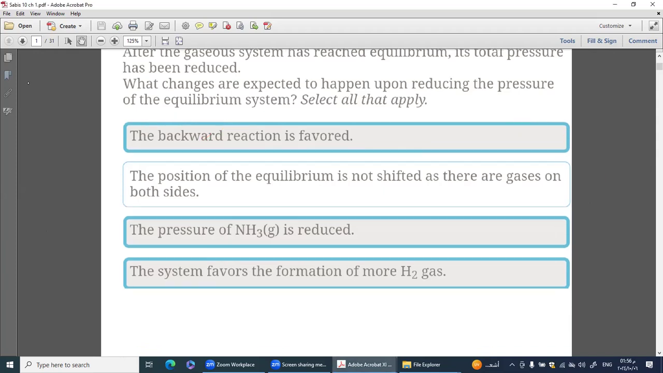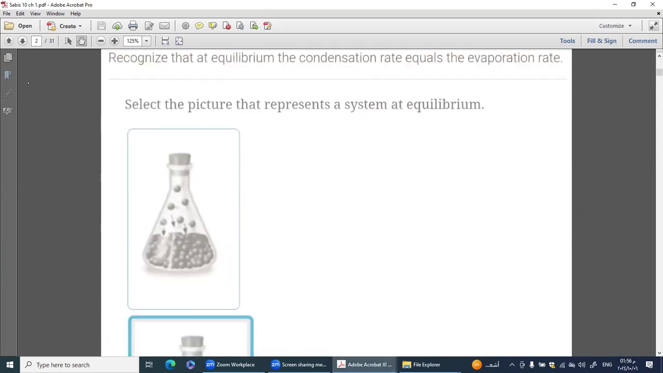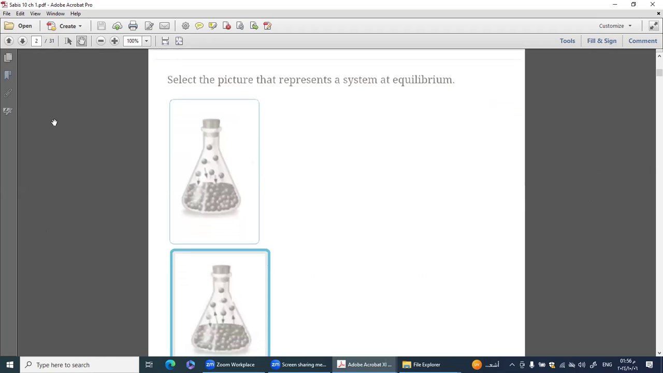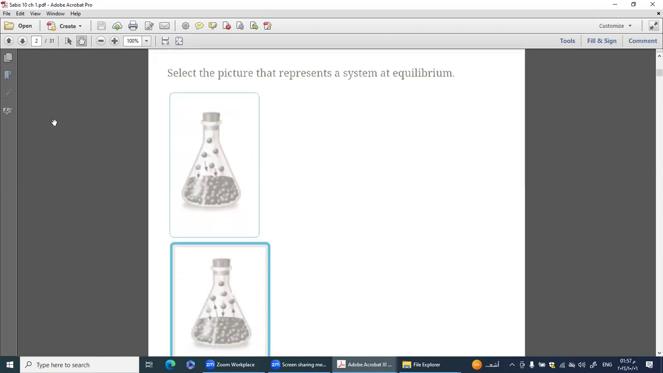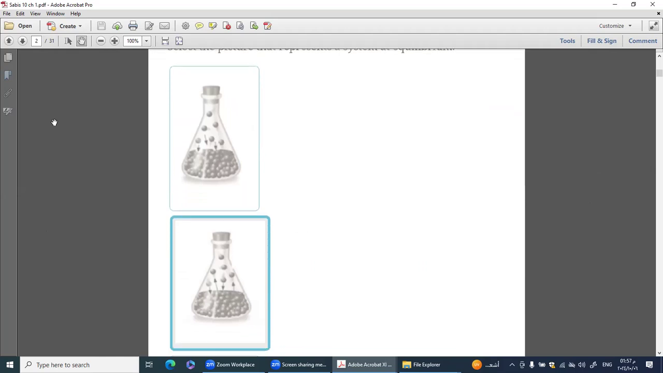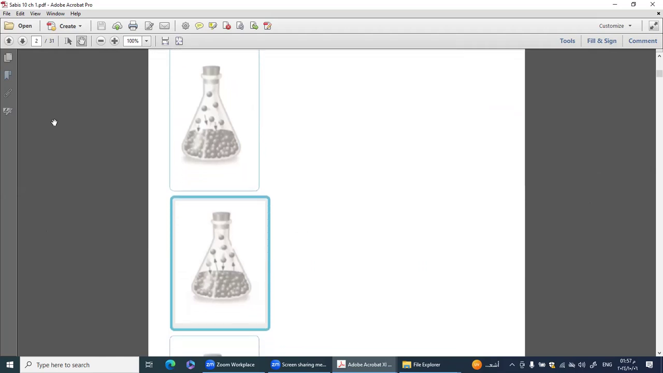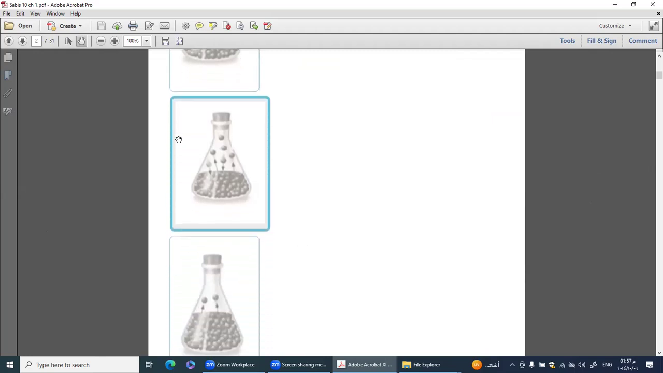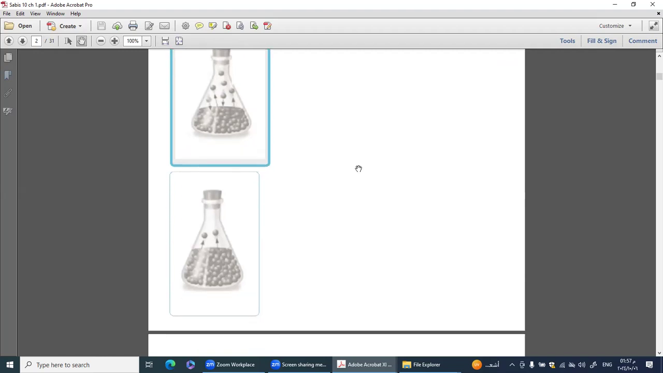Okay. Maya, you can read? Yes. Select the pictures that represent a system at equilibrium. Equilibrium means evaporation and condensation, and the rate of forward equals the rate of backward. They must be equal. Here the arrows all move down. The arrows move up, but here the arrows moving up equal the arrows moving down. So evaporation, then condensation.